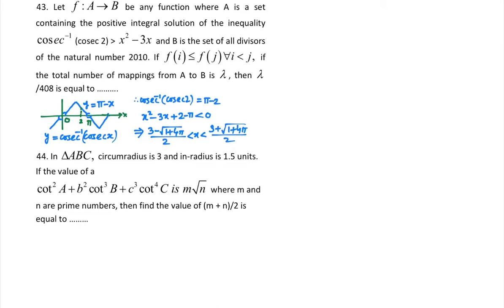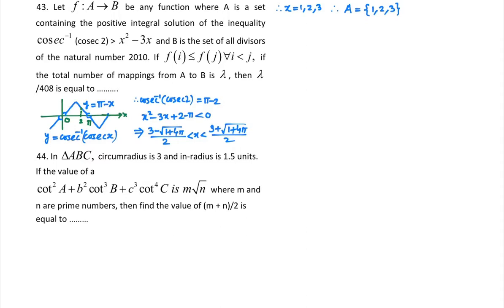So this is the range of x, and in that if we take only positive integral solutions, we will get x equal to 1, 2 and 3, only these three values. Therefore our set A is nothing but the set of elements 1, 2 and 3. So to get the set A, we have to use the concept of inverse trigonometric function as well as quadratic inequality or the wavy curve method.